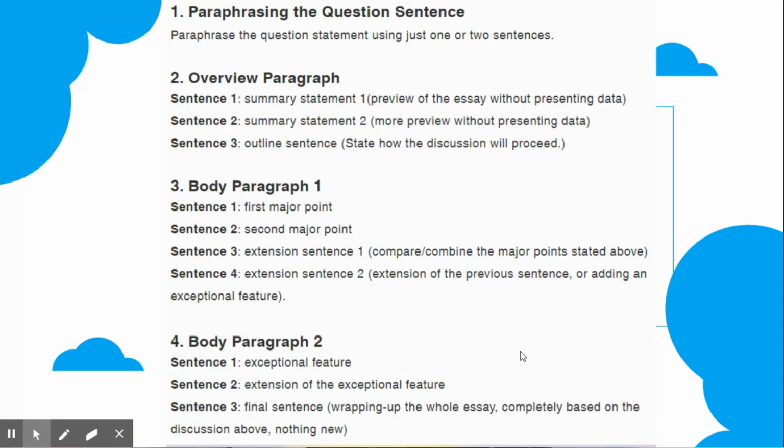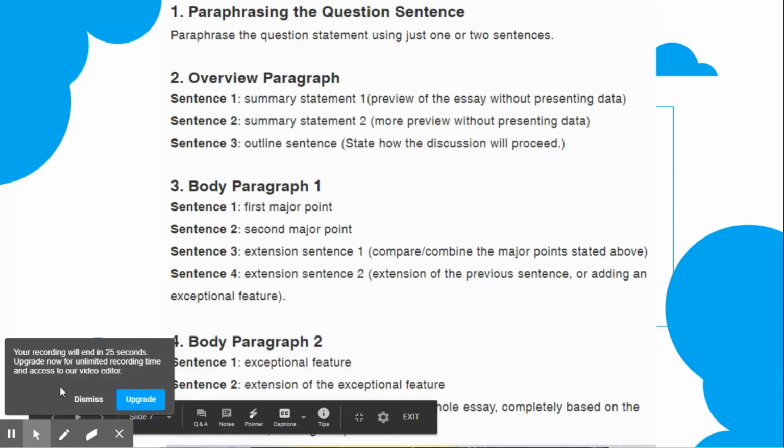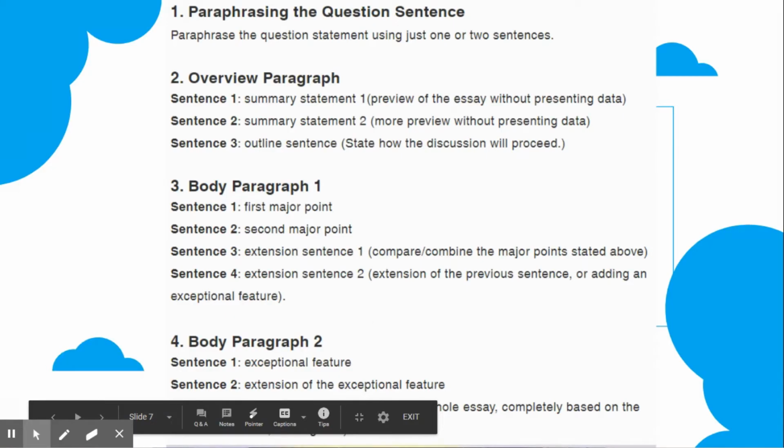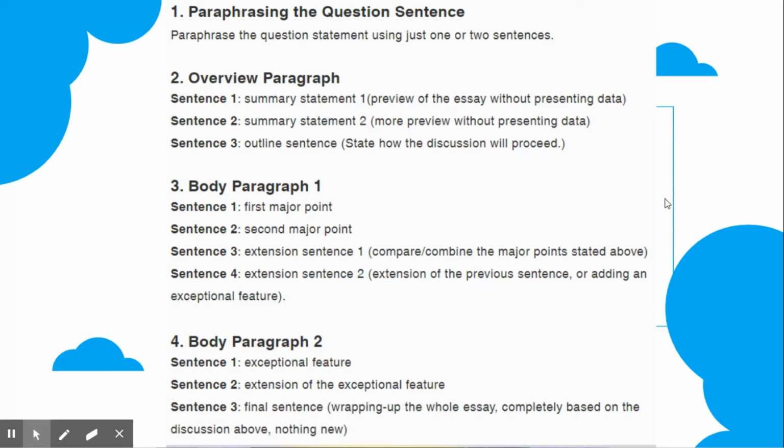Now look at the strategy again. Body paragraph 2: exceptional features. Because in the data, there will not always be the same features, like the same trend. There will be 1 exception or 2 exceptions. So that's what you have to mention in body paragraph 2. Okay, let's have a look at the model answer.